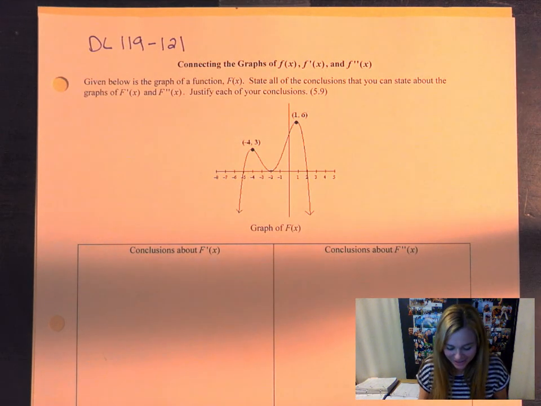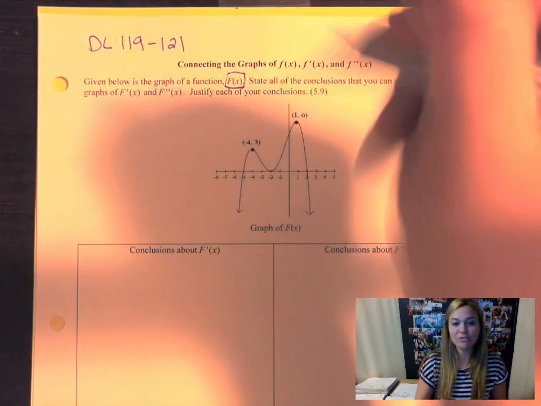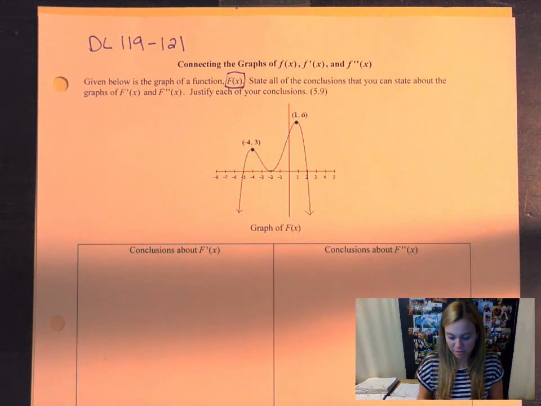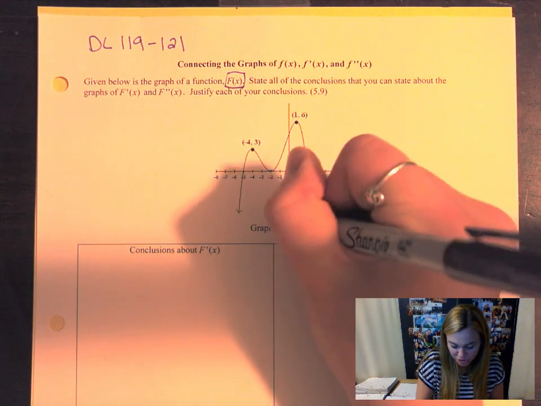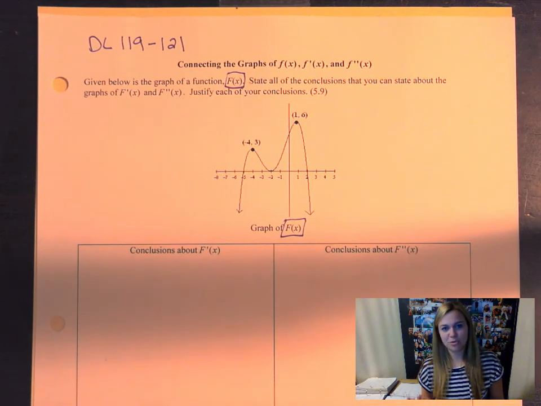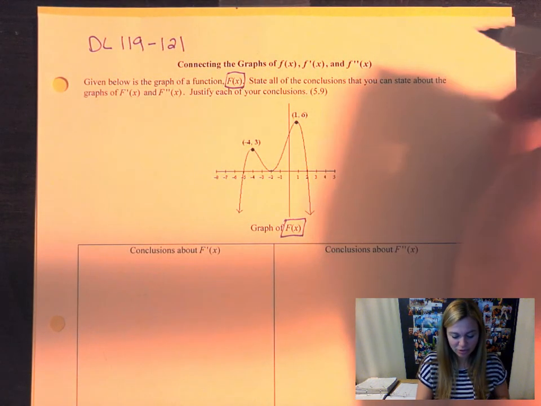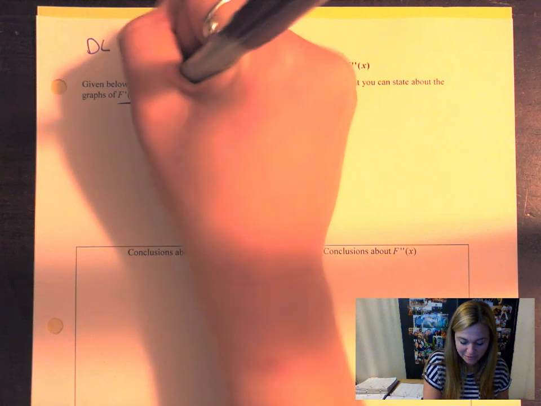Let's just do this. Okay, given below is the graph of the function f of x. The first thing that you want to do in every one of these graphs is make sure that they are labeled. This one is labeled, but make sure that you really know this is f of x. You're going to be very angry at me, at yourself, at the world, if you go through one of these thinking of it as f prime or f double prime when really it's f of x or one of the other ones. So state all of the conclusions that you can state about the graphs of f prime and f double prime.